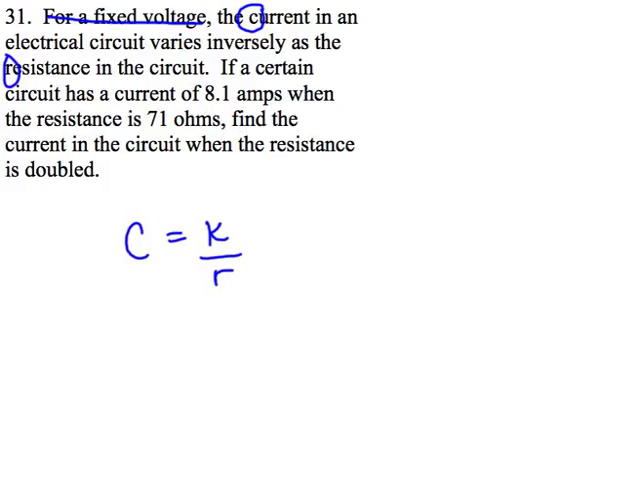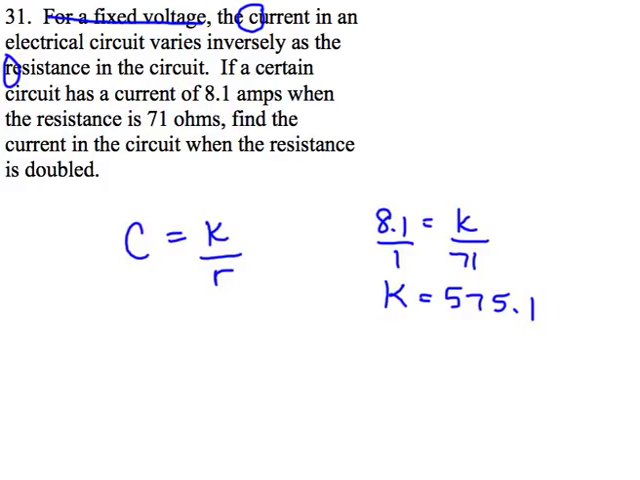Step 2, find K. If a certain circuit has a current of 8.1 amps when the resistance is 71 ohms. So what we want to do here is put current is 8.1, K is what you're looking for, the resistance is 71 ohms. Drop that over 1, cross multiply, and you get K equals 575.1. Okay, so step 2 was to find K. We've done that. Step 3, answer the question.